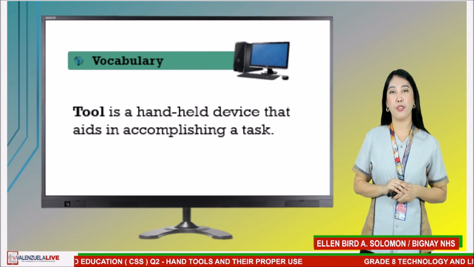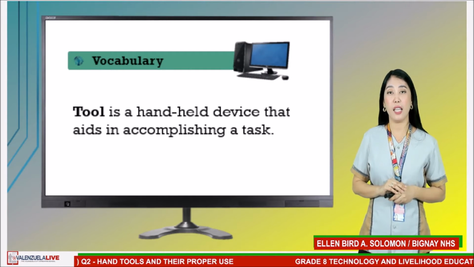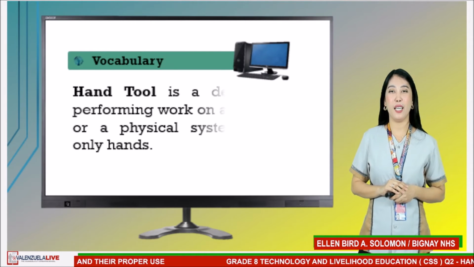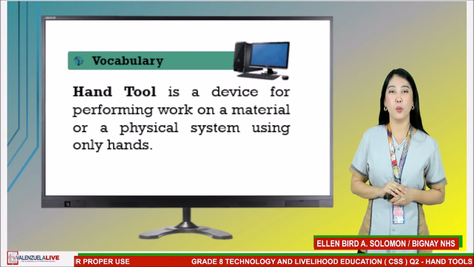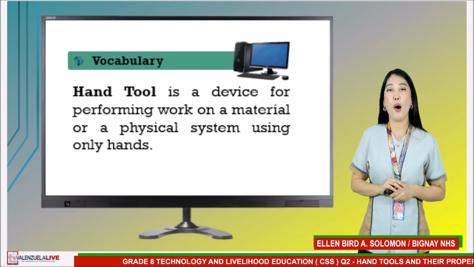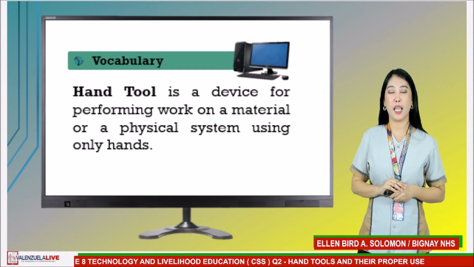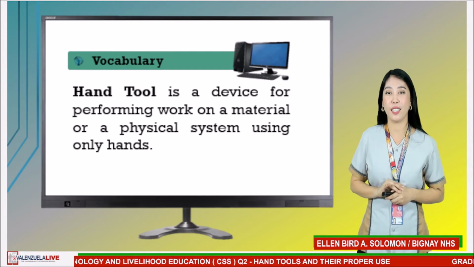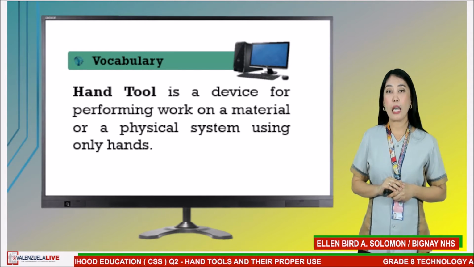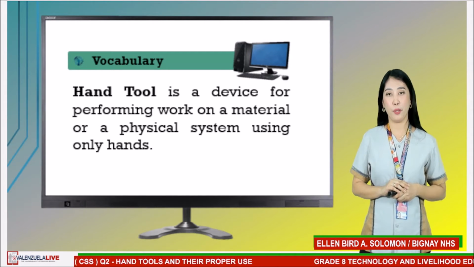Next, we have the word tool. A tool is a handheld device that aids in accomplishing a task. Lastly, we have a hand tool. A hand tool is a device for performing work on material or a physical system using only hands. Hand tools can be manually used, employing force, or electrically powered, using electrical current. They are available individually or as part of a computer repair toolkit.